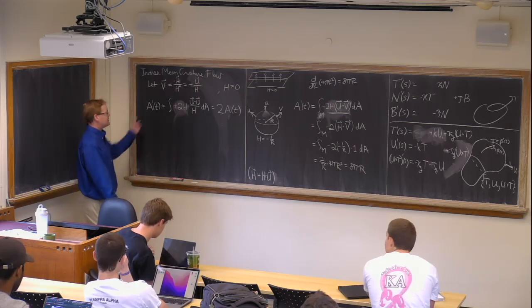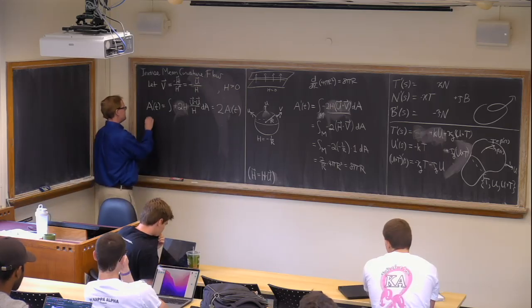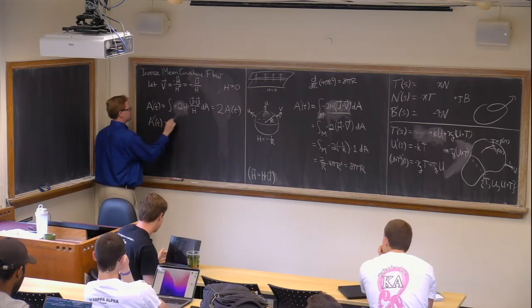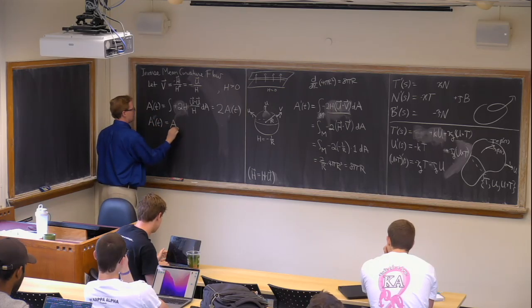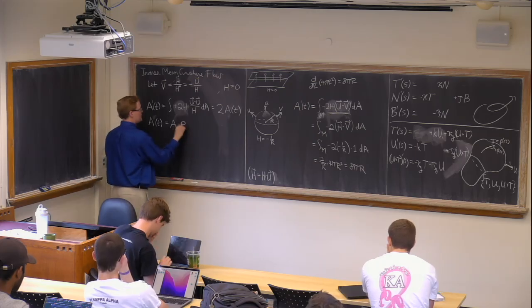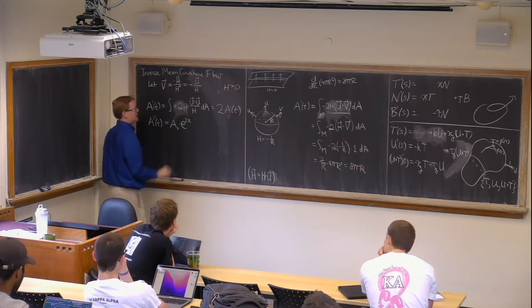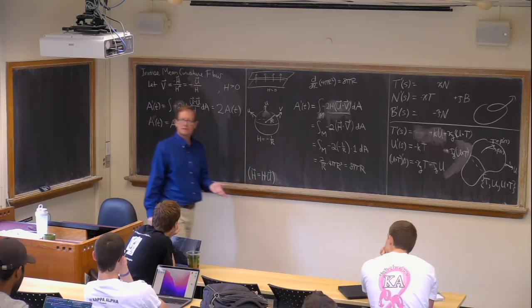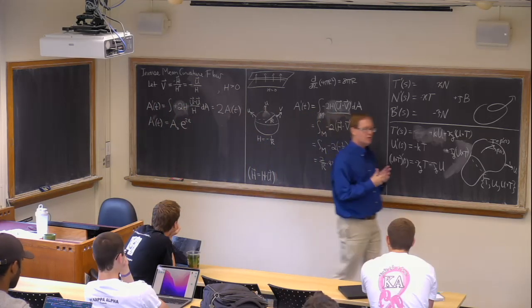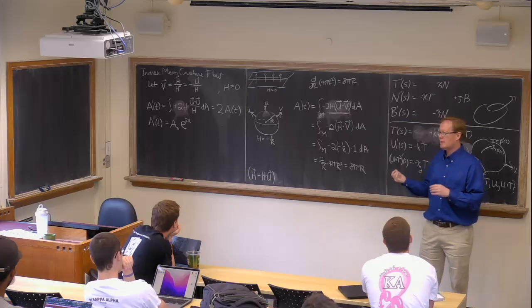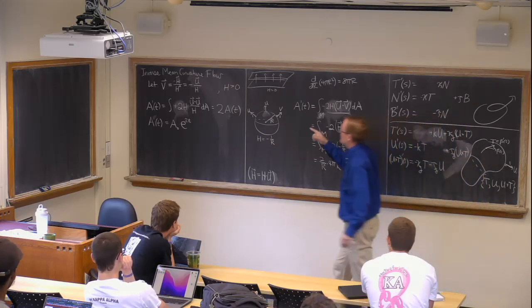And why does that matter? Well, that's a first order ODE. You can solve that, and that means A of t is equal to some constant, whatever the area is at t equal to 0, times e to the 2t. So what this is saying is that areas are growing exponentially. Right? You actually have a precise control on the rate of change of the area when you do this inverse mean curvature flow.